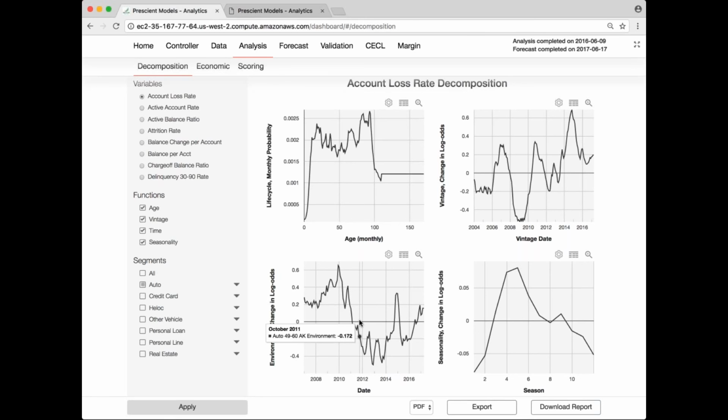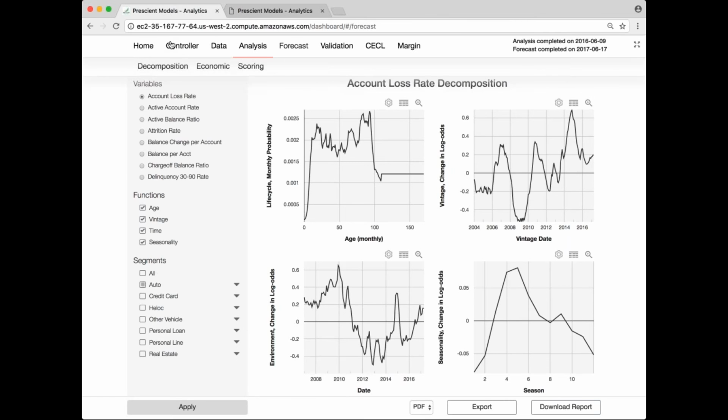Now, all this analysis happens automatically every month when new data comes in. I recommend that people keep an eye on the environment function here, keep an eye on their credit quality so that they know how things are trending. That is good or early warning information. But that's all you have to do on the analysis.